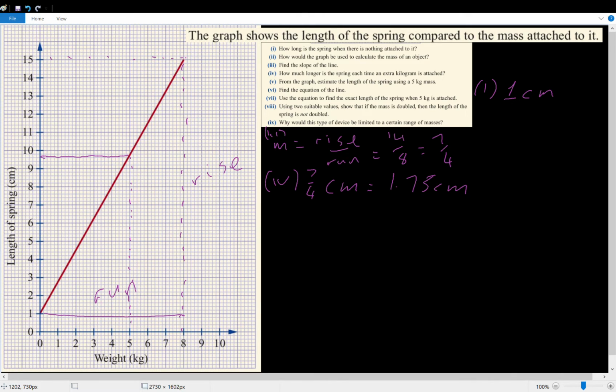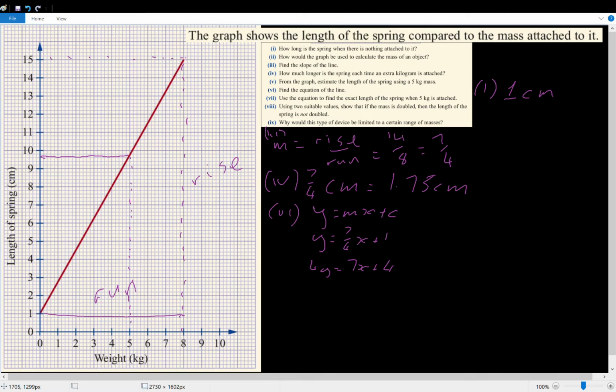For part 6 of this, we've got to find the equation of the line. Now, the easiest way to do this would be to use y equals mx plus c. The reason for that is that we know our slope m is 7/4, and we know c because c is where on the y-axis the line crosses, and it's 1. So in this case it's going to be y equals 7/4 x plus 1. Now if you want to make that a little bit neater, you can multiply across by 4 to get rid of the fraction. So 4y is equal to 7x plus 4, if you prefer.